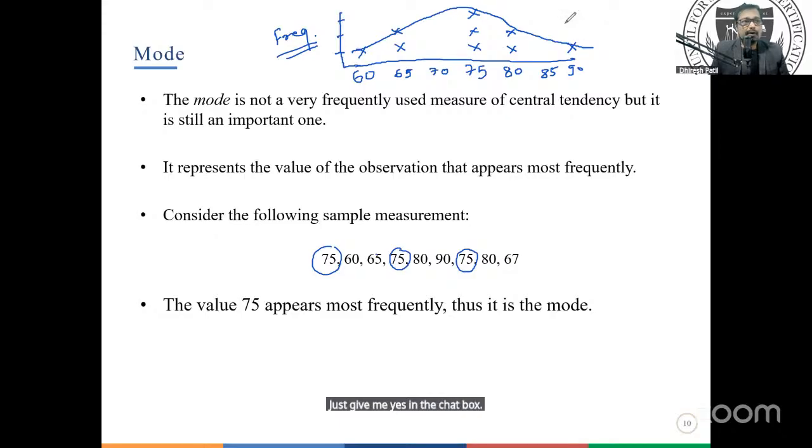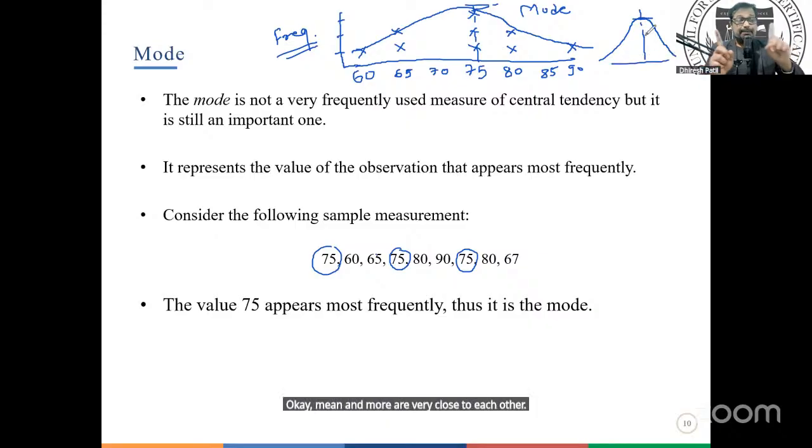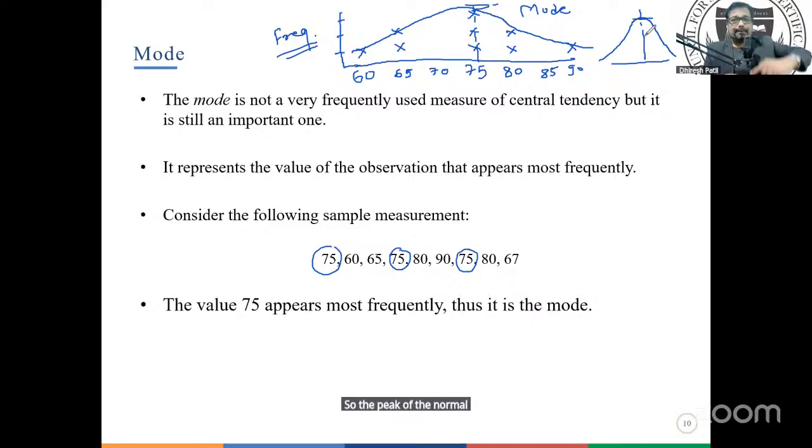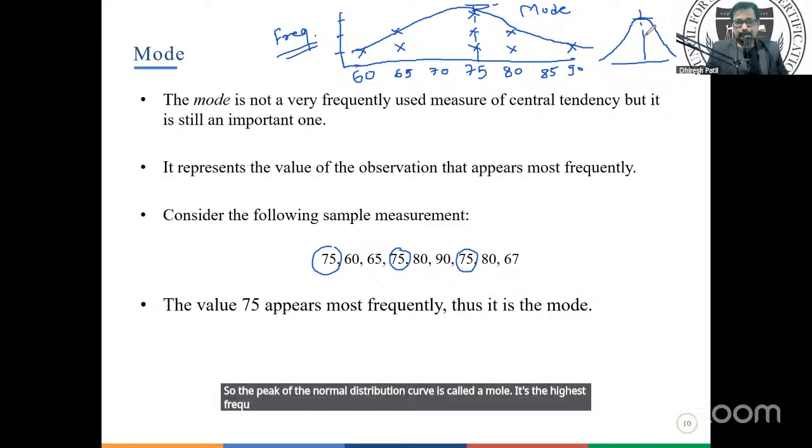Okay, so the highest amount of frequency is 75. So this is called my mode. So in the normal distribution, actually, mean and mode are very close to each other. They might be equal, but they will be very close. They might not be exactly equal, but they will be very close to each other. So the peak of the normal distribution curve is called the mode. It's the highest frequency. Clear?